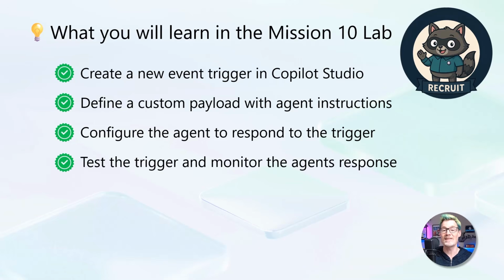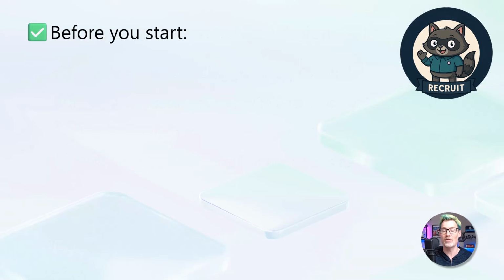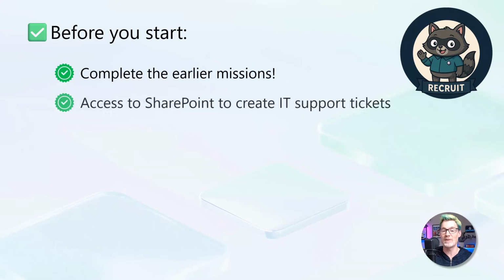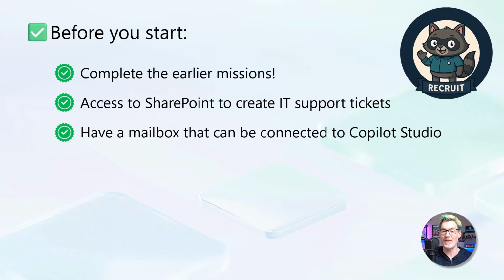Before jumping into this lab, it's important that you make sure you've got a few things ready. Firstly, make sure you've already completed the earlier missions so that your agent is already built. Make sure you have access to the SharePoint site created previously because we're going to be creating IT support tickets there. And finally, make sure you have access to a mailbox that Copilot Studio can connect to.